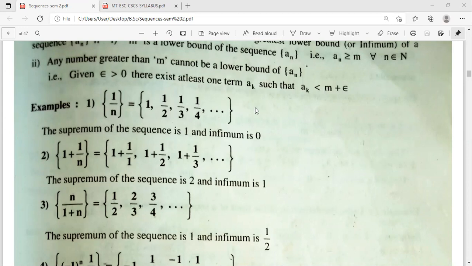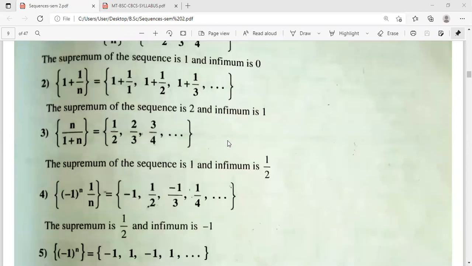Now by observation or by inspection, the supremum of the sequence is 1 and the infimum is 0. That means every number in the sequence is less than or equal to 1. But the infimum is 0, and any number greater than 0 exists. The infimum is the greatest lower bound, and the supremum of the sequence is 1, so whatever an you take is less than or equal to 1. That's why supremum is 1, infimum is 0.